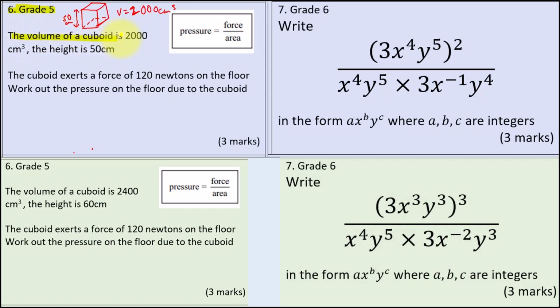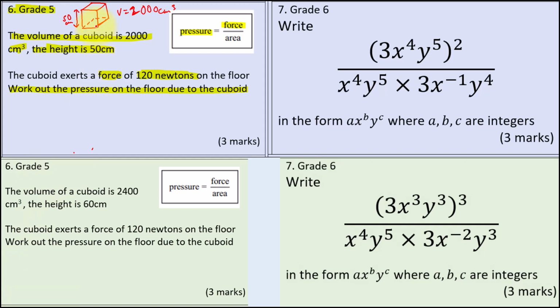So the volume of a cuboid is 2000 centimeters cubed. Now the height is 50. We have to use this information. Now the cuboid exerts a force of 120 newtons on the floor. Work out the pressure on the floor due to the cuboid. So all the information we have is pressure equals force divided by area. So it's given us the force, which is 120 newtons. So we need to find the area of the cuboid, and then this question becomes very easy.